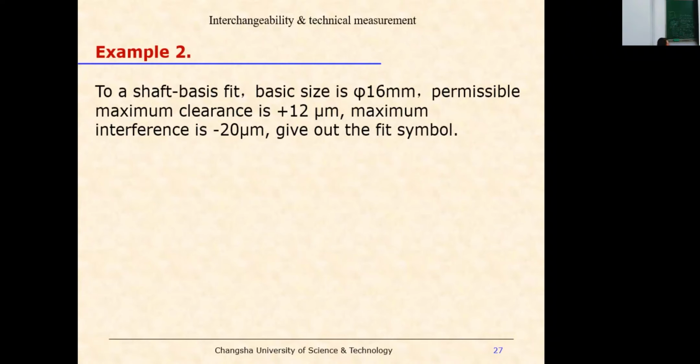So I should not tell M? Not F, yeah, it's M. It's F, let me see this F. Not F, F maybe is not the transition fit. F is the clearance. You can check the page 28. The figure 28. The F is the clearance fit.